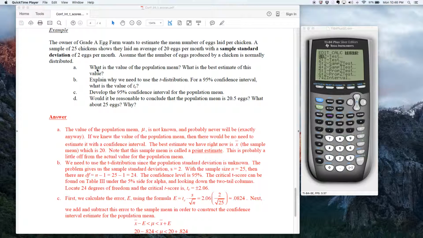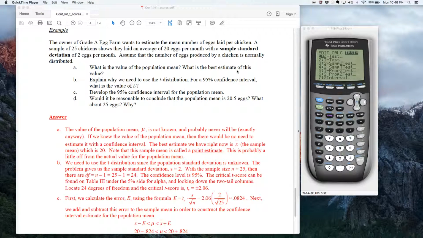Okay. Letter A says, what is the value of the population mean? All right, well, obviously, if we knew the answer for the population mean, then what on earth would we need to estimate it for with a confidence interval? The value of the population mean, we don't know what it is. And you know what? We probably never will, because we don't have the time to ask hundreds of thousands of chickens, how many eggs did you lay this month? So this is kind of a trick question. What's the value of the population mean? We don't know, and we probably never will.